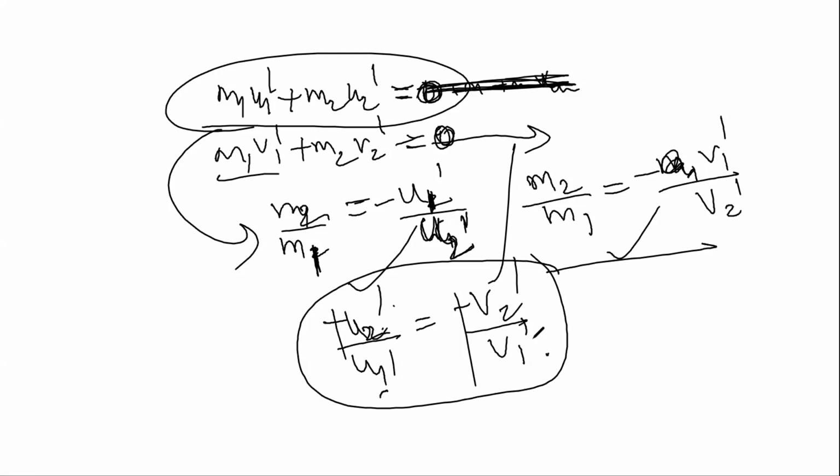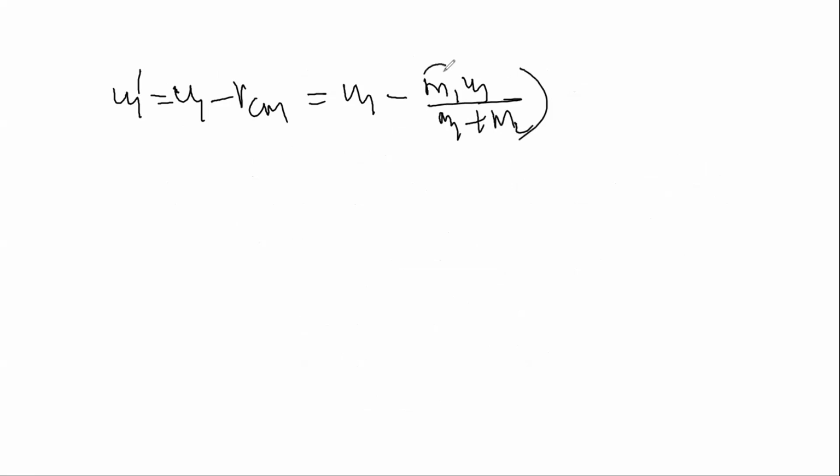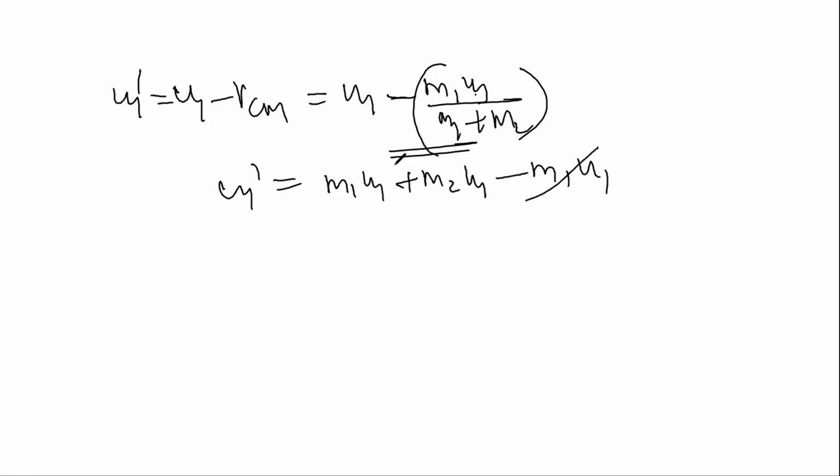Now let me consider this. We know that u1 dash equal to u1 minus VCM. This I have already done for you. So u1 minus m1 u1 by m1 plus m2, because u2 is 0. Now I'll solve this equation. So u1 dash equals m1 u1 plus m2 u1 minus m1 u1, and the m1 u1 terms get cancelled.